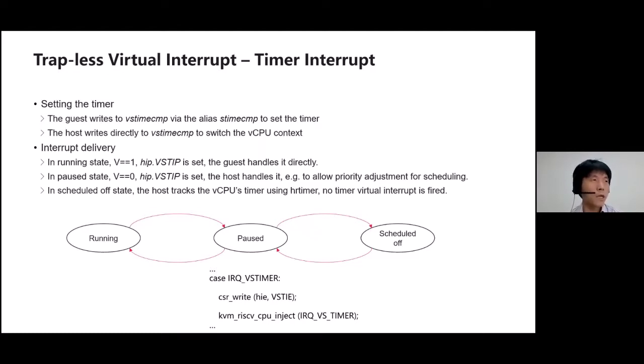guest handles it directly. In pause state, V equals zero, HIP.VSTIP is still set, however, the host handles it this time. The host does this to allow a necessary priority adjustment for scheduling, for example. In the scheduled off state, the host tracks the vCPU's timer using HR timer, which is the same as the existing approach. So no virtual timer interrupt is fired.